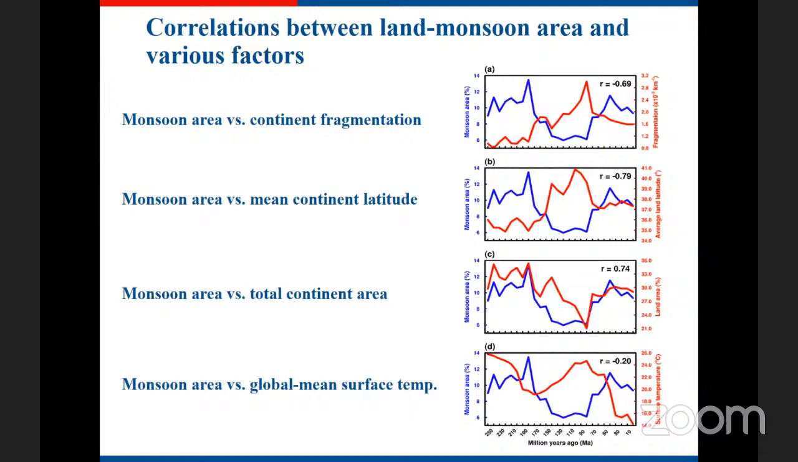Then the last parameter is the global mean surface temperature. We can see the correlation is very low. It's not significant. That means the monsoon area is not significantly correlated with the global mean surface temperature.